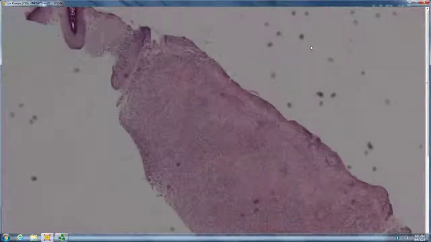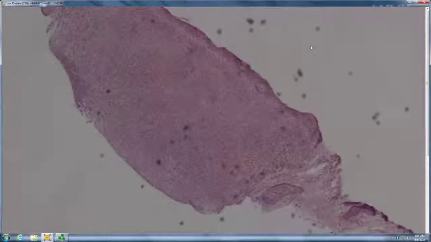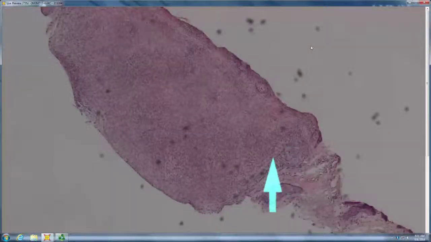So I see basaloid cells that are pretty light and bland and hanging from the epidermis, so I'd call it trichoblastoma. You are correct. It's the little trichoblastoma.